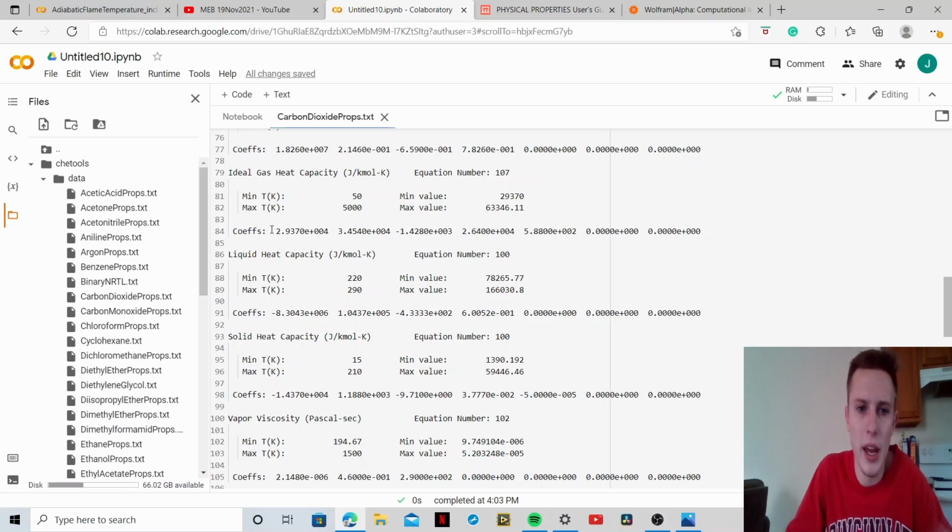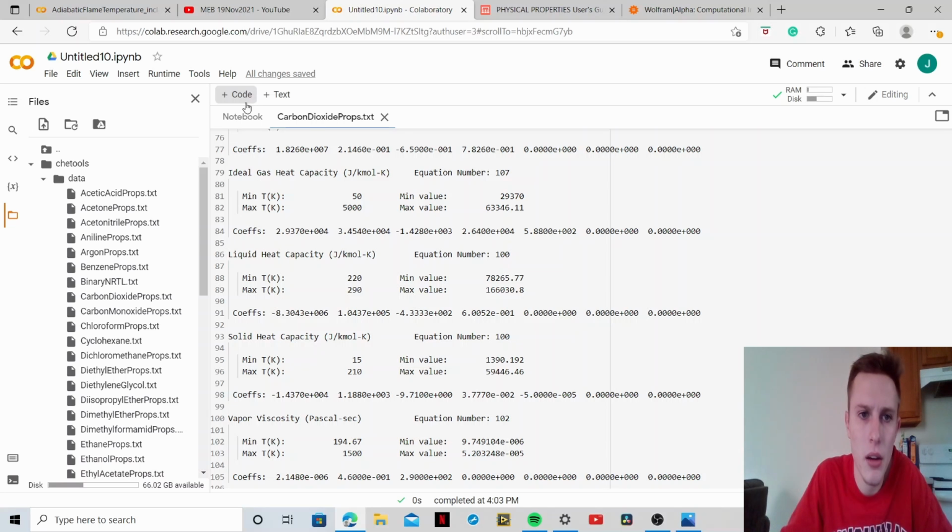So as you see here, we have our A coefficient, our B coefficient, C, D, E, F, and G. These are all coefficients we can call in and plug into this equation 107 in order to get our heat capacity. Then we're going to test it over a temperature change, in this case from 298 to 2000, and we're going to try to find the enthalpy change, really, rather.